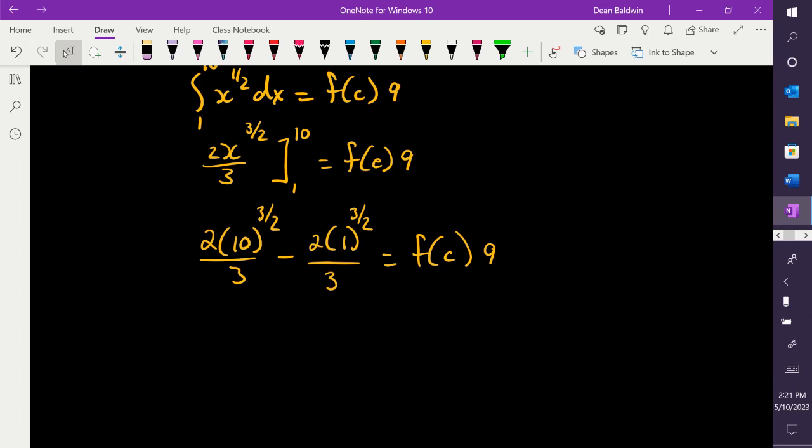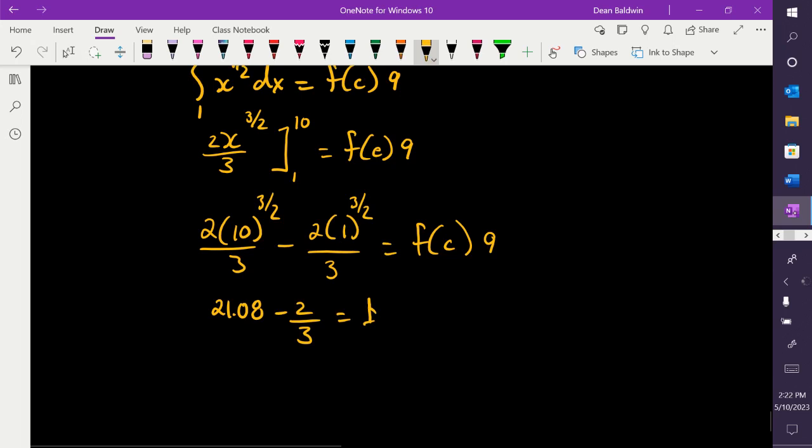Square root of 10 is 3.16, raised to the power of 3 is 31, times 2 divided by 3 is 21.08. We'll just say that. The 1 is nice and easy because it's 2 over 3, right? That's why they always pick 1s and 0s, because they're easy. Okay. 21.08 minus 20.42. We're just rounding to 2 decimals.